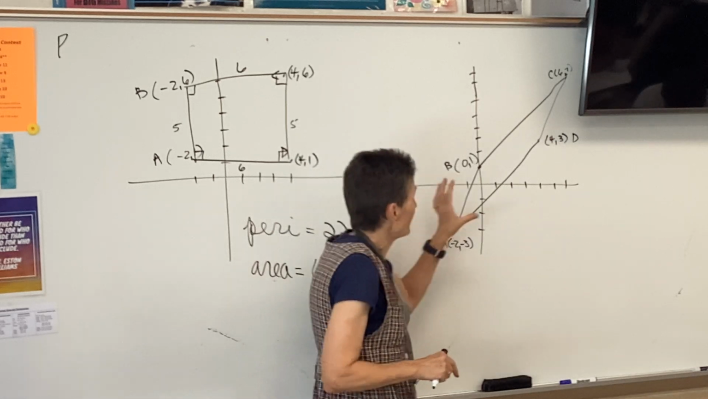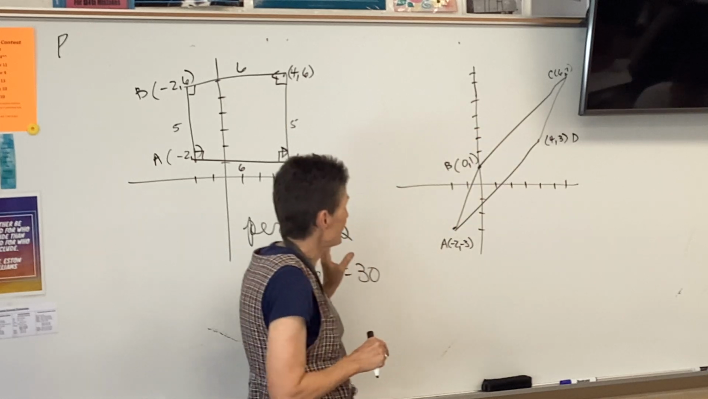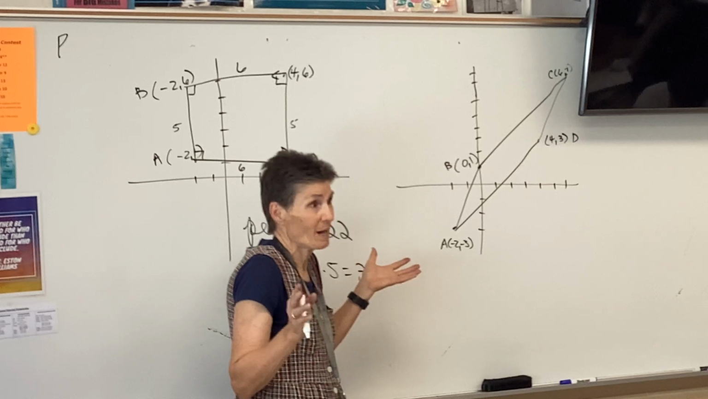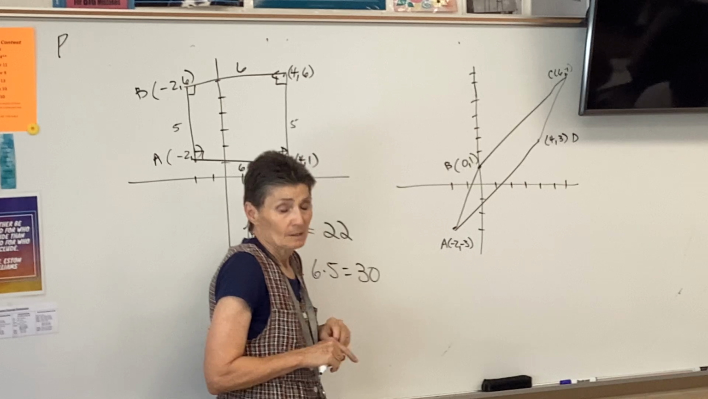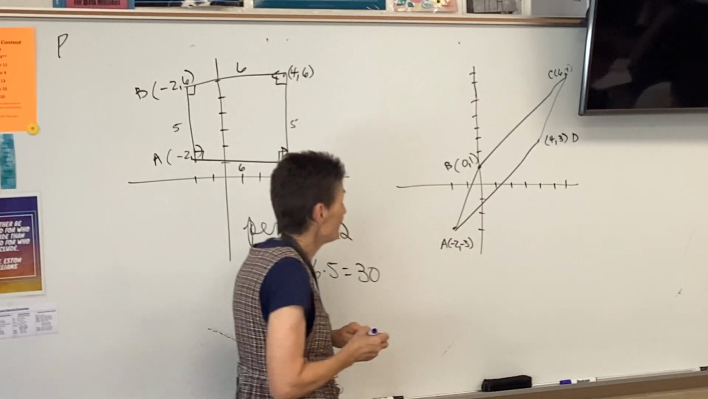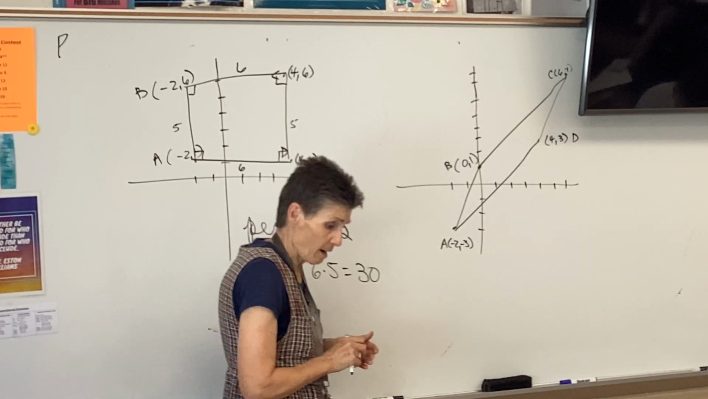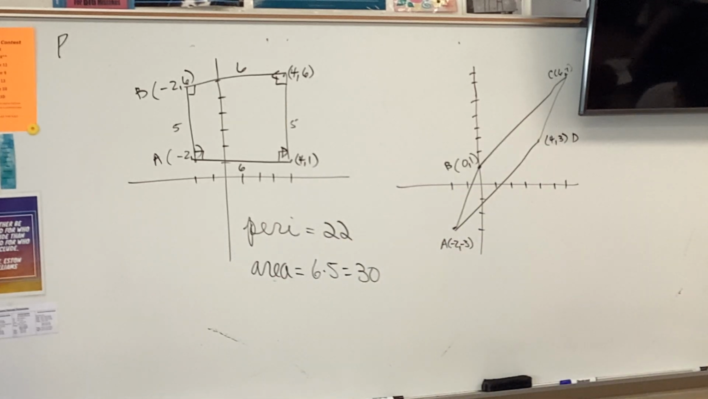So I ended up with a very skinny, long quadrilateral. It could be a parallelogram. It kind of looks a little parallelogram-ish, but I don't know that. So I'll give you a minute to get those plotted. And now your job is to prove that the diagonals bisect each other.